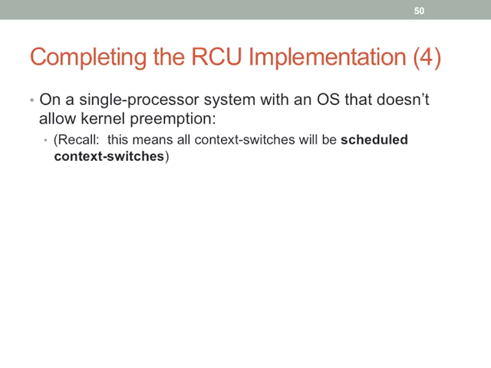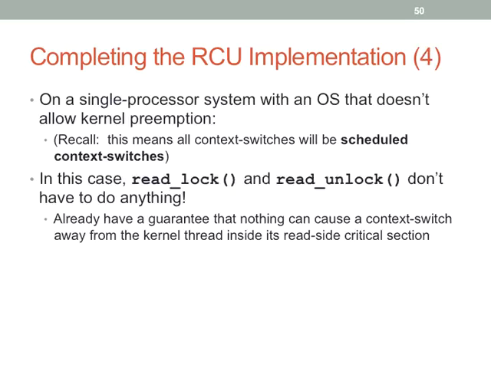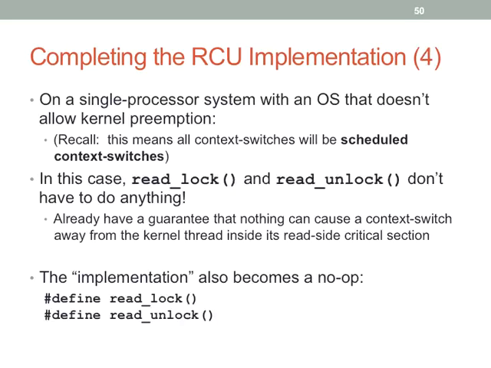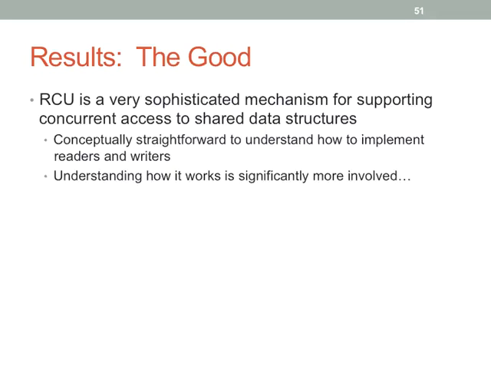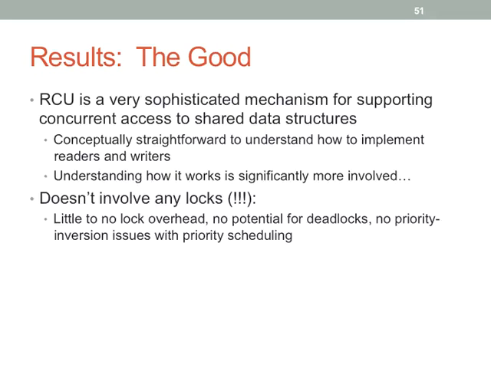Okay. So I'm not going to talk about this just for the sake of time, but read lock and read unlock on a system without kernel preemption become no-ops as well. I don't think that's true on a multi-core system. I'd have to look. Okay, so let's just go ahead and go through this.